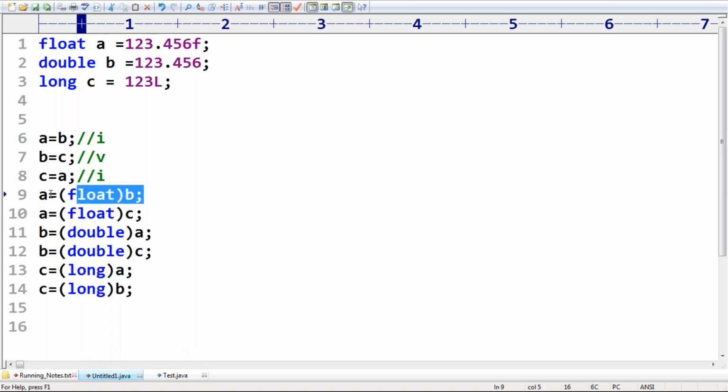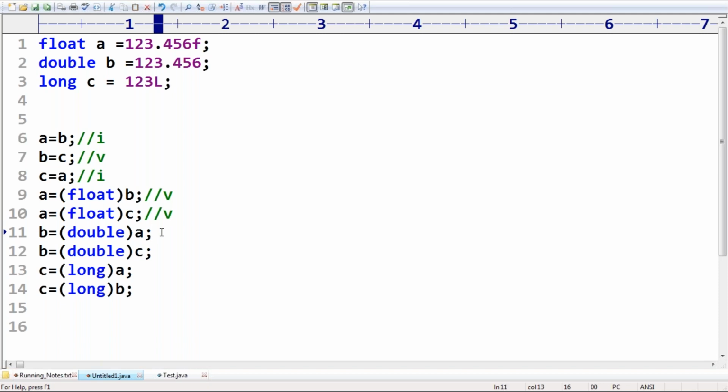Next, A is equal to float of B. B means a double value we are trying to convert to the float and we are assigning to the float variable. Is it valid or not? Yes, definitely valid. Next, A is equal to float of C. Is it valid or not? Can you please confirm? Yes, valid, because we are performing explicit typecasting.